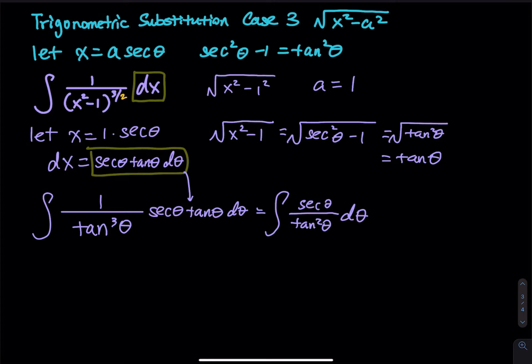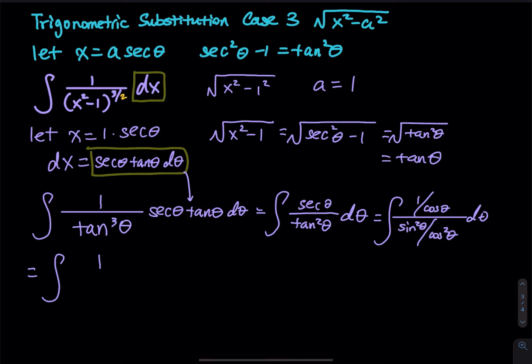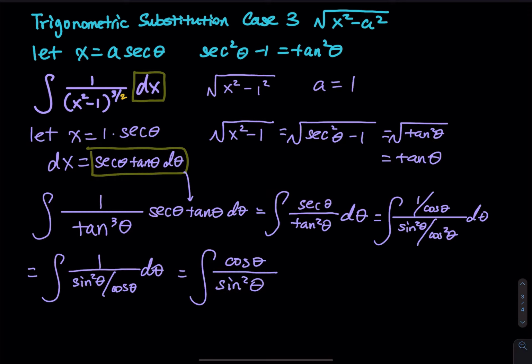And then this one, I know the next step is not going to be obvious. I am going to rewrite the secant and the tangent squared. So the secant, that is 1 over cosine. And then the tangent is sine divided by cosine, and then d theta. If you take a look at the denominator, the cosine and the cosine squared, that is going to reduce the second power to the first power. So that means you are going to have 1 divided by sine squared over cosine d theta. So that will flip the cosine to the top, and the sine squared stays on the bottom.